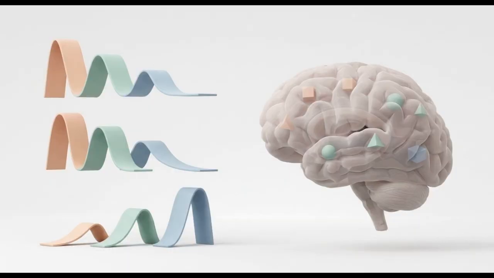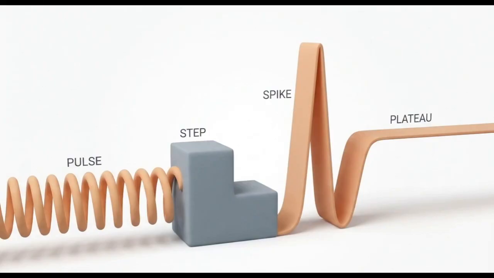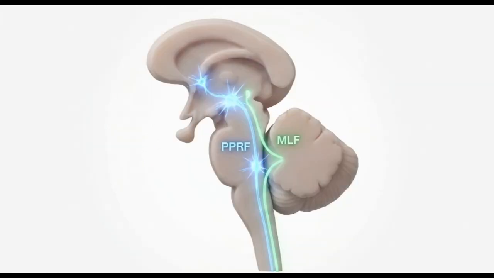The specific geometry of the slow phase slope is the physical proof of which component in the brain's control system has failed. These movements are mapped using the pulse step model. The PPRF generates the high-velocity burst of innervation to move the eye, while the integrator provides the steady step required to hold that new position.